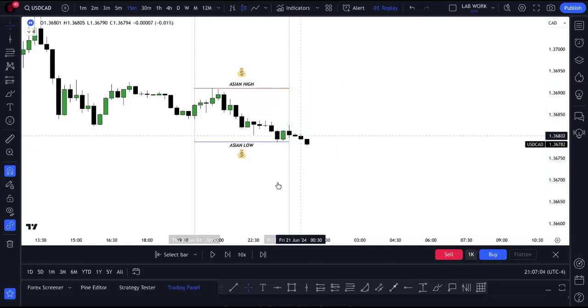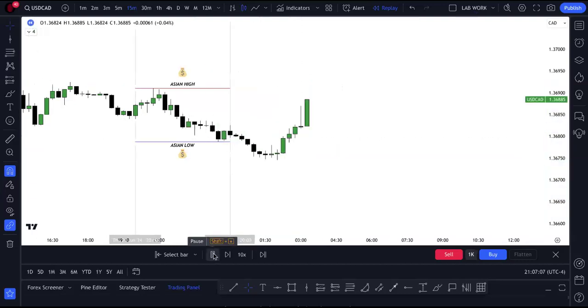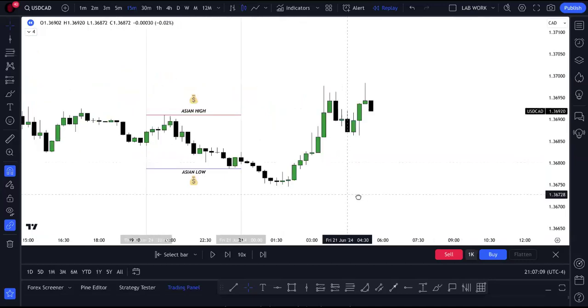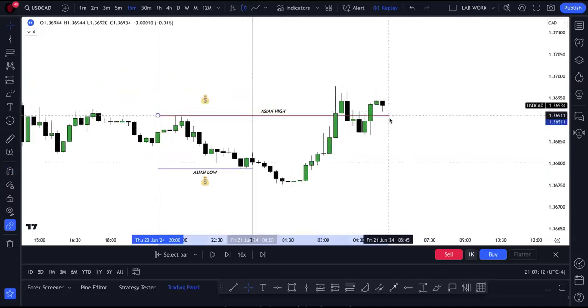Let's take this off and let's play it out. And you can see it does give us that move. It runs back to the Asian session high, tackles that, knocks it right off. So it runs both sides of that consolidation.